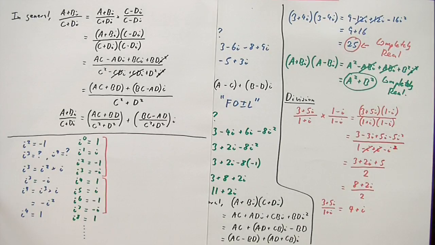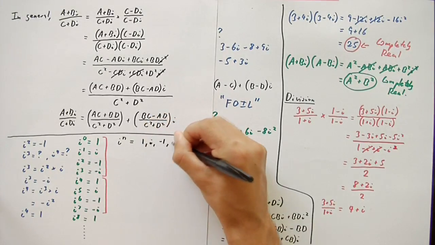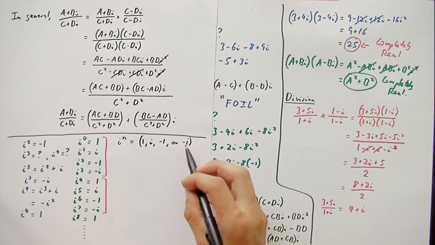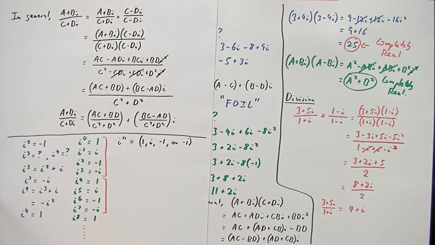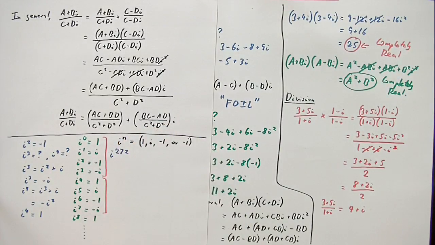Now this means for whatever number you pick, i to the power of that number is always going to either be 1, i, -1, or -i. But how can we tell which one it is? Well, let's try an example. Let's try i to the power of 272.